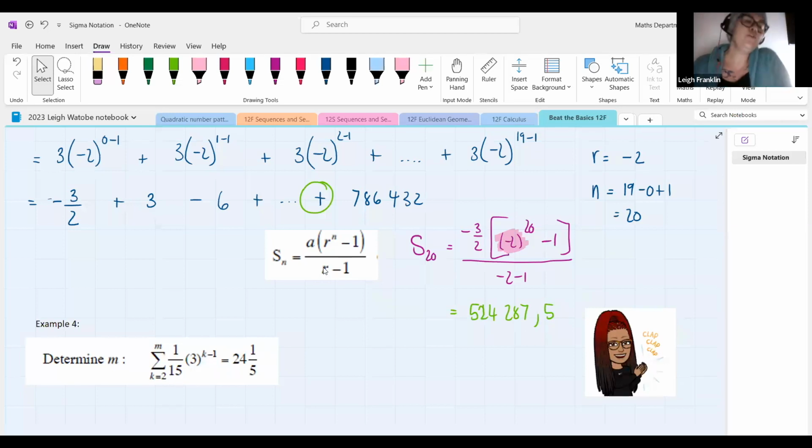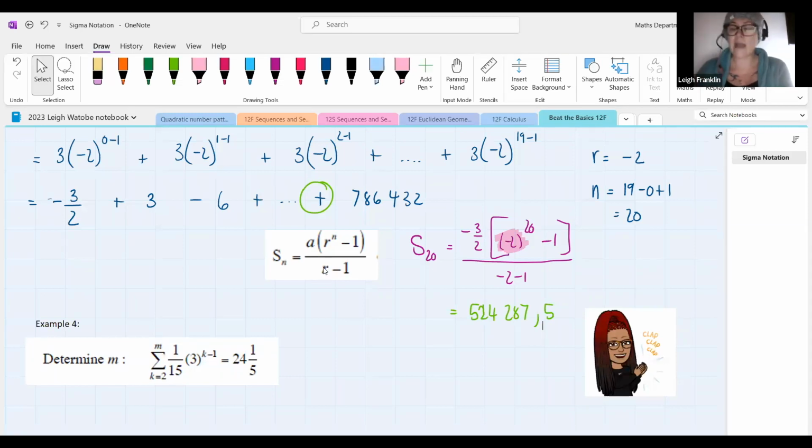Okay, so I know they do that. If r is positive or if r is negative, it makes absolutely no difference. The only thing you've just got to be very careful of is don't get it muddled up with the sum to infinity formula.